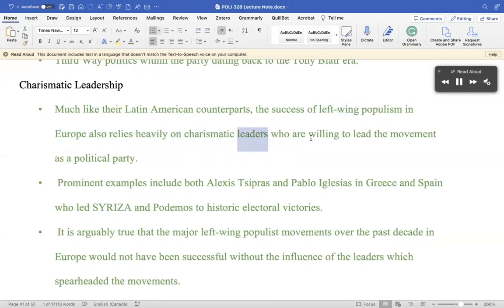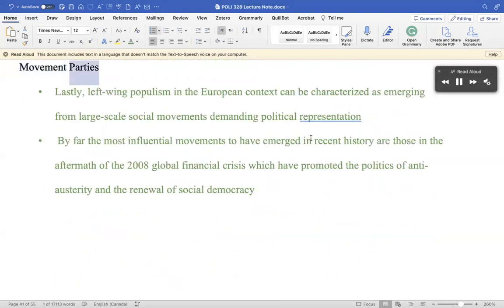Charismatic leadership. Much like their Latin American counterparts, the success of left-wing populism in Europe also relies heavily on charismatic leaders who are willing to lead a movement as a political party. Prominent examples include both Alexis Tsipras and Pablo Iglesias in Greece and Spain, who led Syriza and Podemos to historic electoral victories. It is arguably true that the major left-wing populist movements over the past decade in Europe would not have been successful without the influence of the leaders who spearheaded the movement parties.